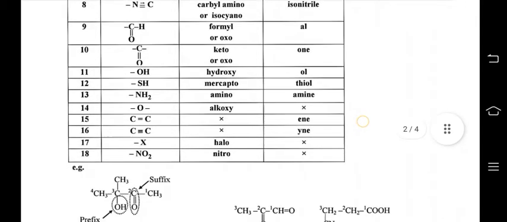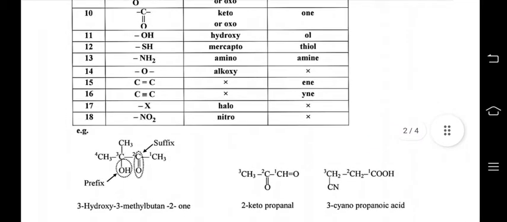In case of the OH group, that is the alcohol, the prefix is hydroxy and the suffix is ol. In case of SH, the prefix is mercapto and the suffix is thiol. In case of NH2 and amines, the suffix is amine and the prefix is amino.